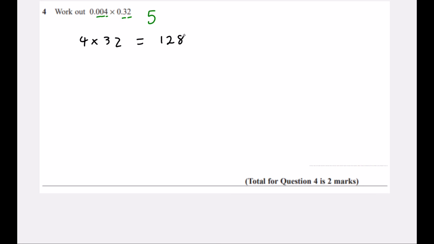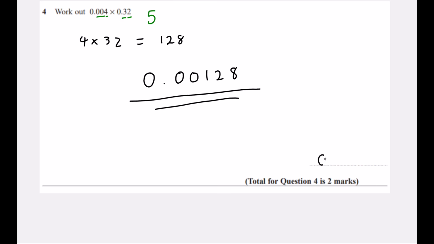And I want 5 numbers after the decimal point. So it's going to be 0.00128. 1, 2, 3, 4, 5 numbers after the decimal point.